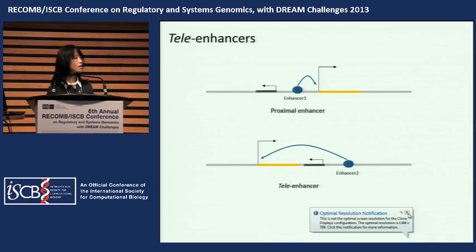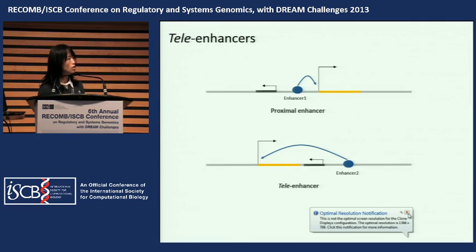So by tele-enhancer in our study, we mean enhancers which are separated from the target gene by an intermediate gene which is not expressed in the particular scenario. By contrast, the proximal enhancer means the enhancer which is located in the neighborhood of the target gene.